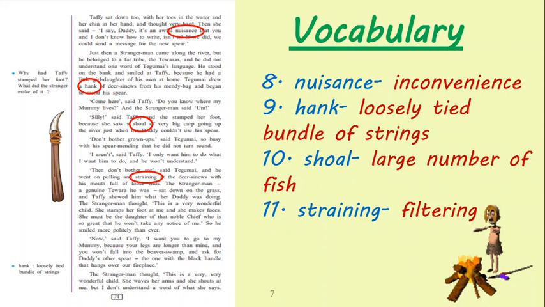Students, what did Stranger Man think about Taffy? Yes, the stranger thought Taffy was a very wonderful child because she stamped her foot at him and she made faces. He thought she was a daughter of a noble chief who was so great that he didn't take any notice of him. Then we see in the story that Taffy tells him to go to her cave and bring her daddy's spear. With this, the stranger's admiration for her grew.